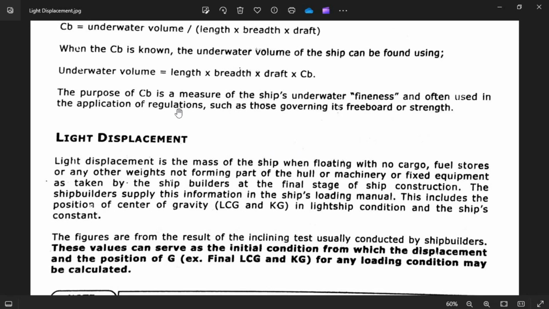The purpose of the block coefficient is as a measure of the ship's underwater fineness, and it is often used in the application of regulations such as those governing freeboard or strength.